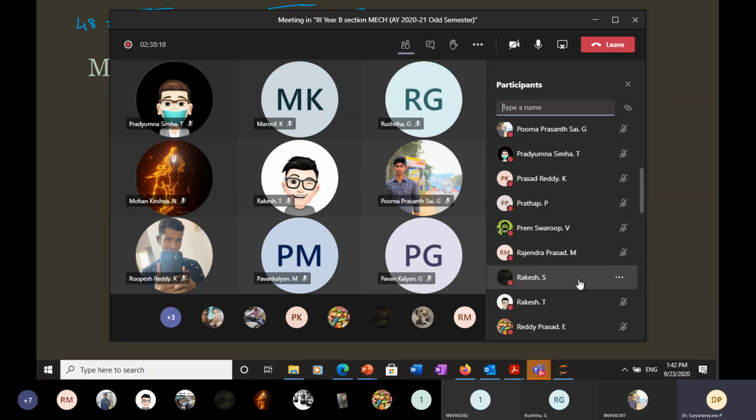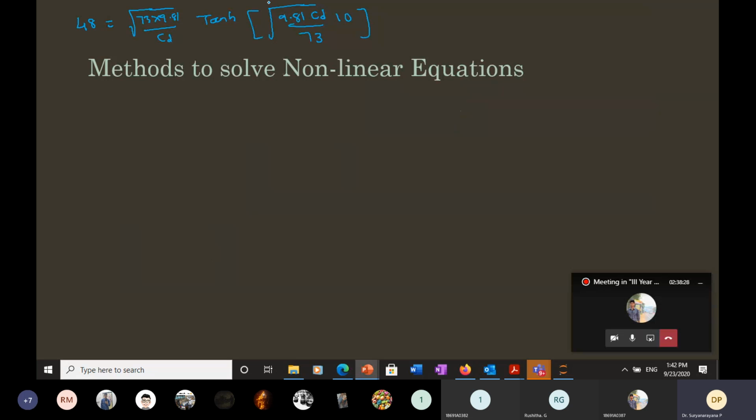Okay, Rakesh. Rakesh, you there? Yes, sir. Okay, Rakesh. If I ask you to solve this equation right now, meaning when I say solve this equation, what I mean is find a value of CD such that this equation is satisfied. Okay, how will you get that? Yes, Rakesh. If I ask you to find a value of CD from this equation, how will you do that?